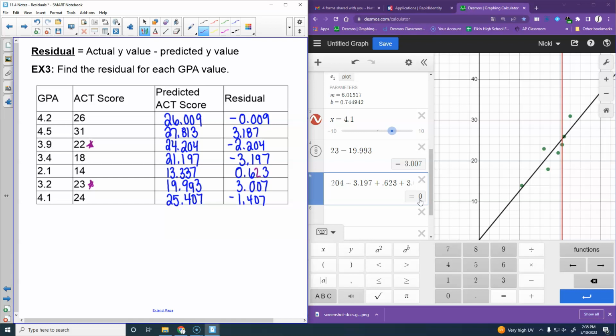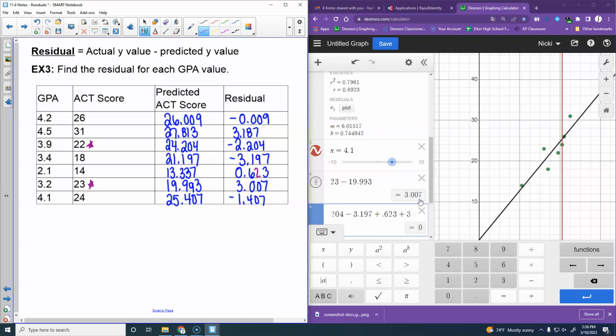Because if they add up to 0, that tells you that the amount of distance that you're above the line for some of them is equal to the amount of distance you're below the line for others. So if you do it correctly and it is a line of best fit, then you should get 0. If your line does not fit well, then you may not get 0. You may get a different number if you add those all together.